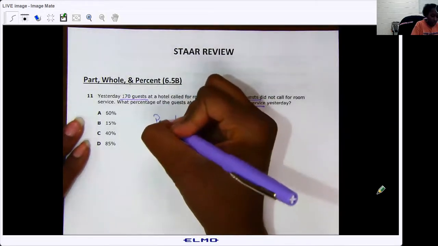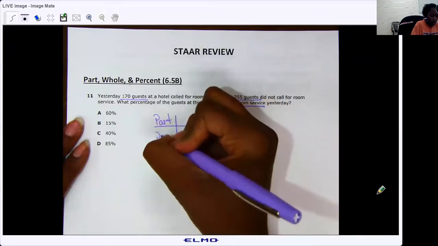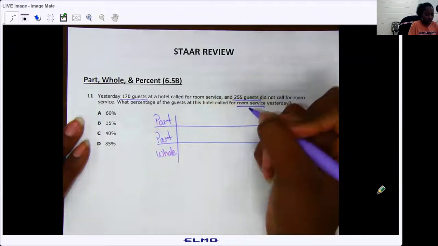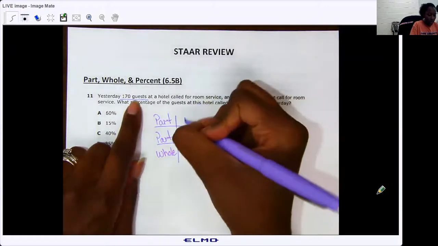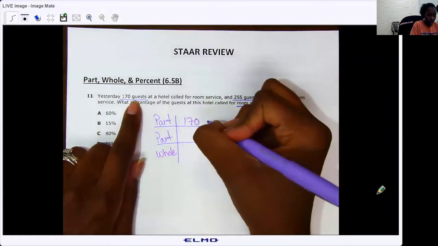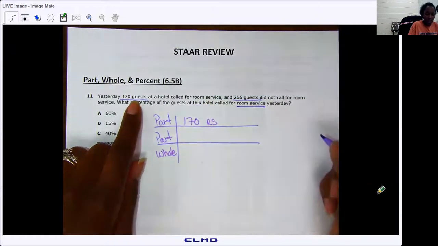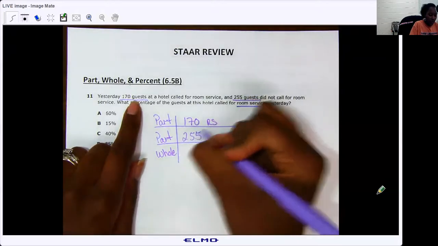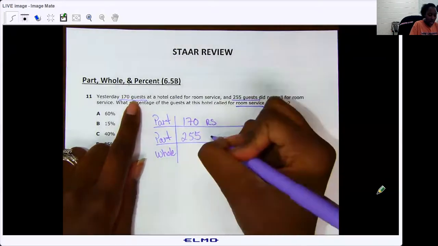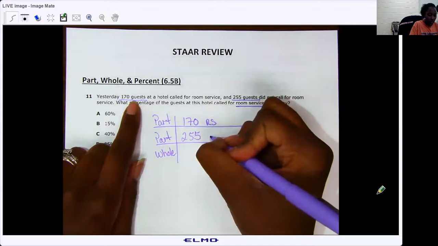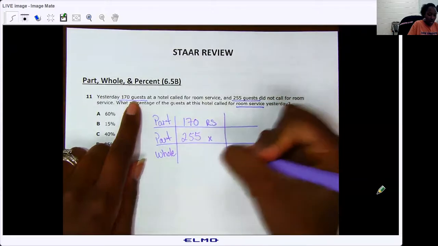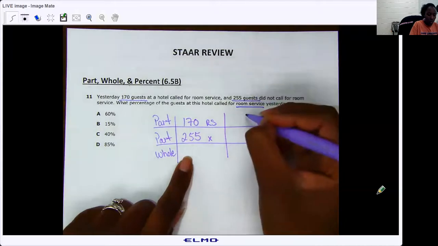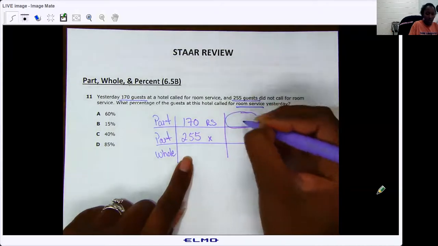We have a part and a whole. Okay, they told us that 170 had room service. I'm going to put RS for room service. And 255 did not have room service. So I'm just going to put an X. Okay. We need to find the total so we can figure out what percent of them did have room service.